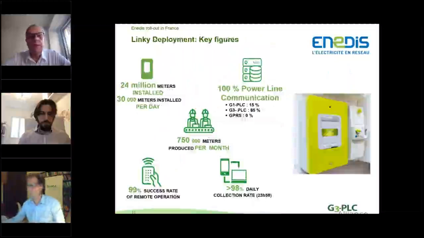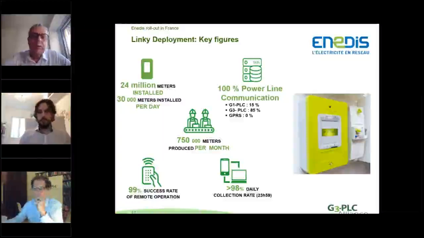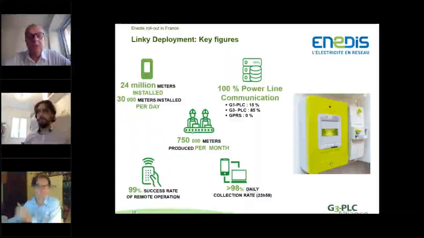Yep. Okay, thank you. Today we have 24 million meters in the field, working very fine. As I said, it's only power line communication. At the beginning, we started with G1, the first generation of power line. G1 is S-FSK technology, it works fine, but G3 is better, and we decided to switch to G3 technology. And at the end of the rollout, we will have almost only G3-PLC meters.